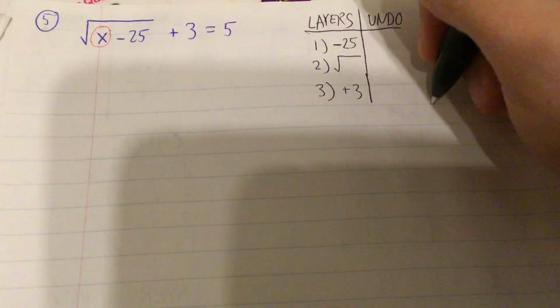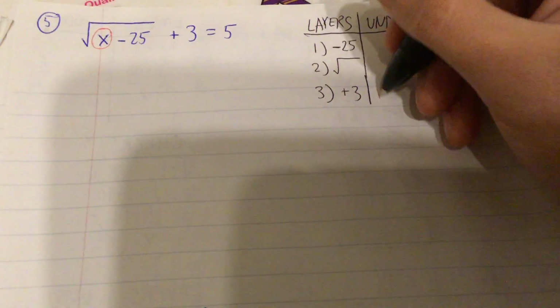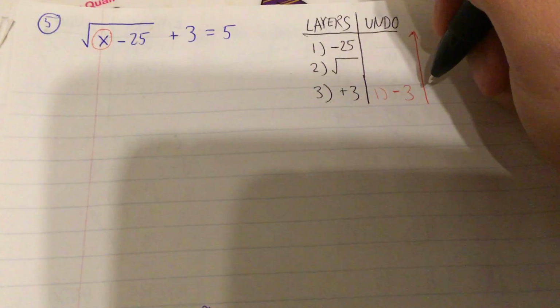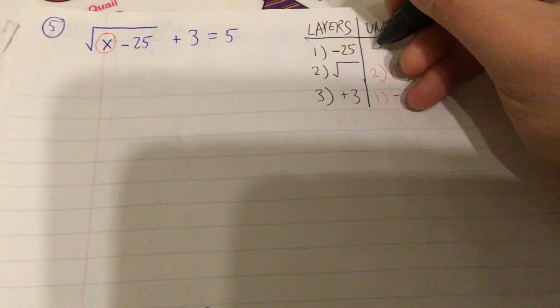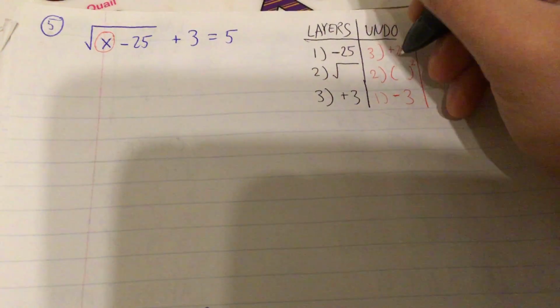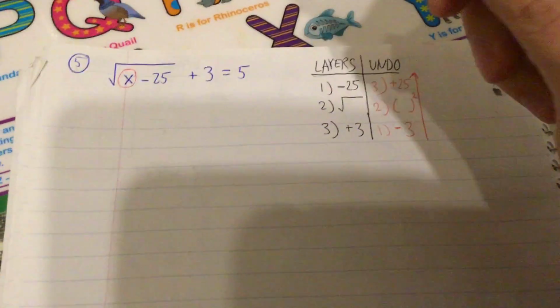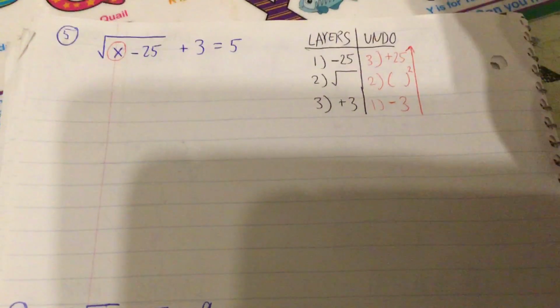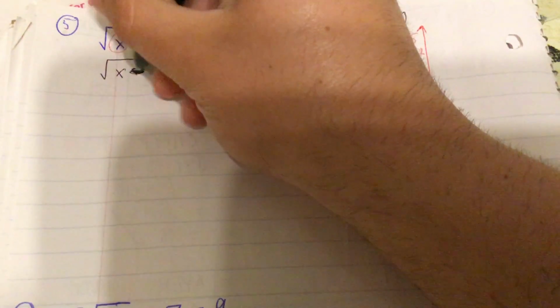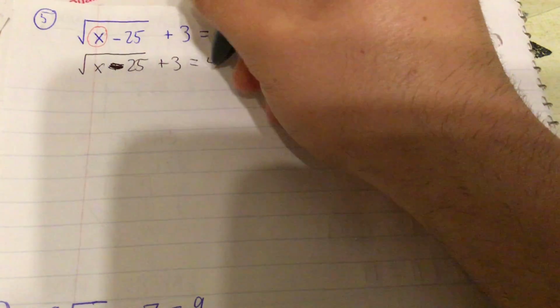So I'm going to undo all 3 layers. First things first, I'm going to subtract 3 from both sides. Then I'm going to square both sides. Then I'm going to plus 25 on both sides. So we've got a plan. Minus 3 on both sides, then square both sides, then plus 25 on both sides. Let's get rolling. So I've got the square root of x minus 25 plus 3 is equal to 5.